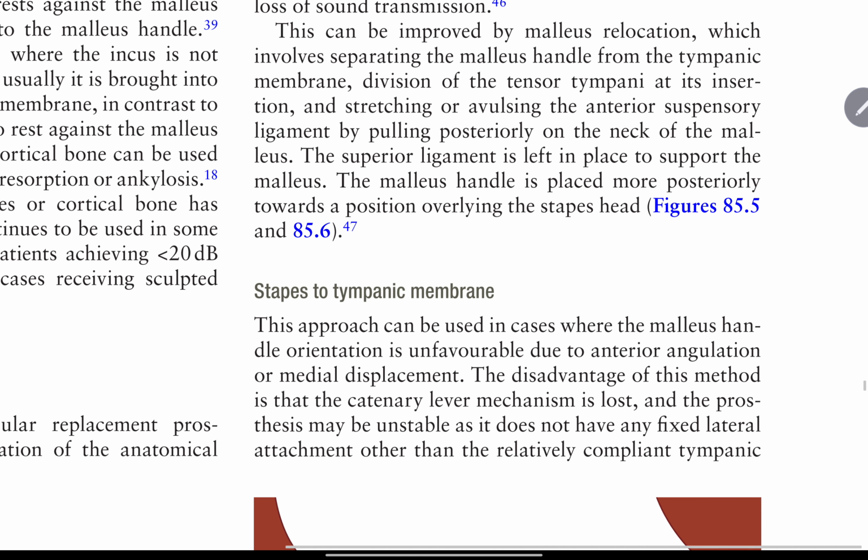This can be improved by malleus relocation, which involves separating the malleus handle from the tympanic membrane, division of the tensor tympani at its insertion, and stretching or avulsion of the anterior suspensory ligament by pulling posteriorly on the neck of the malleus. The superior ligament is left in place to support the malleus. The malleus handle is placed more posteriorly towards a position overlying the stapes head.